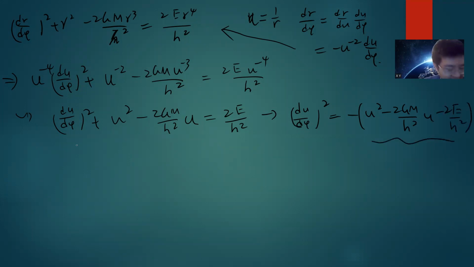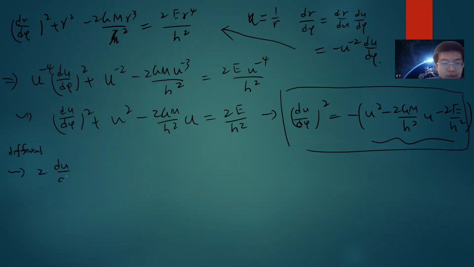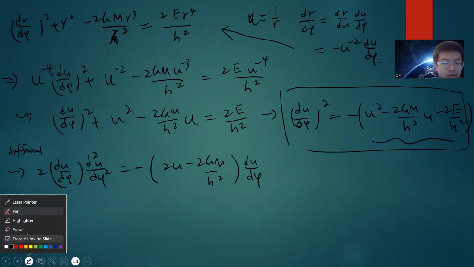Okay, so starting from here, the rest is just like magic. Okay, the magic happened. So now we need to solve this. Okay, so now we differentiate both sides by dphi. Okay, so what we can get is 2 du/dphi d squared u/dphi squared equals negative 2u to GM over h squared du/dphi. Okay, so now we can cancel this du/dphi.